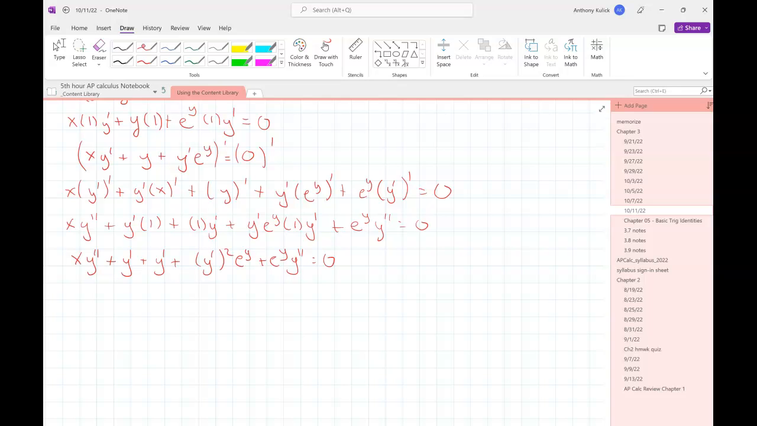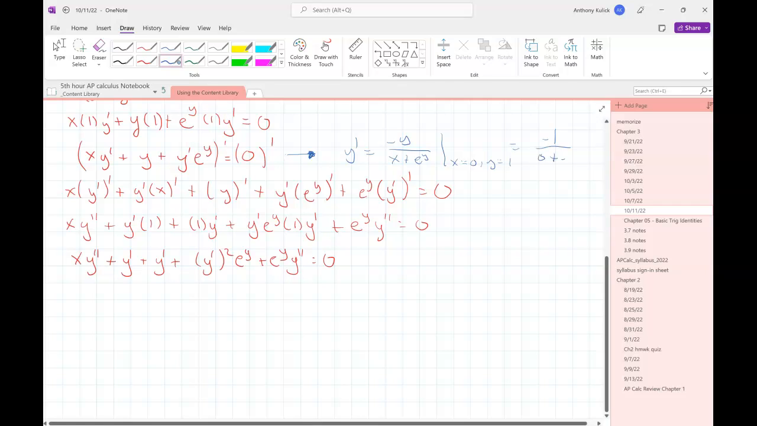So now I think here I'm going to go back and get the y prime by itself and find out what that value is, and then plug that value in. So y prime is going to be negative y over x plus e to the y. And when I evaluate that, when x is equal to 0 and y is equal to 1, I get negative 1 over 0 plus e, or just negative 1 over e.